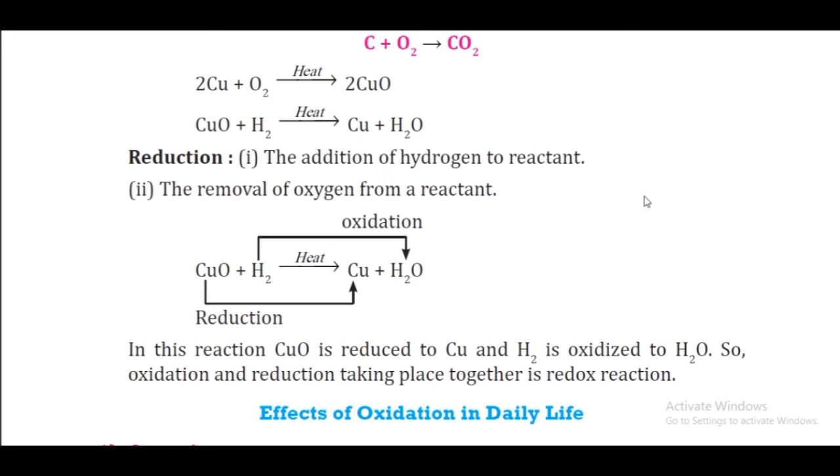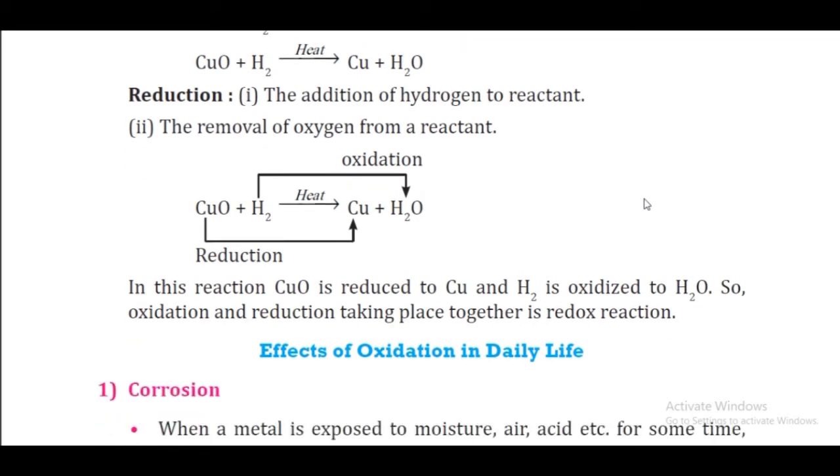You can see in the reaction here again that copper oxide, when it reacts with hydrogen in the presence of heat, forms copper and water. Clear? So copper oxide gets reduced to form copper because oxygen is getting removed from copper, and on the other hand oxygen is getting added to hydrogen to form water, so it is called oxidation.